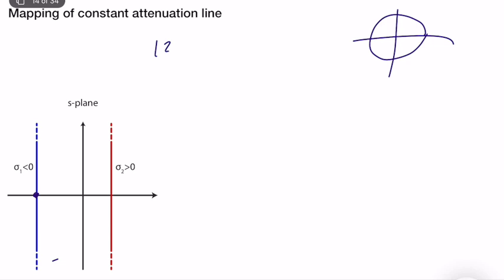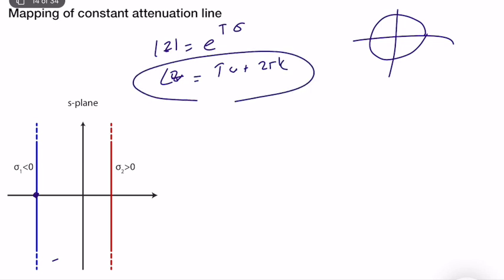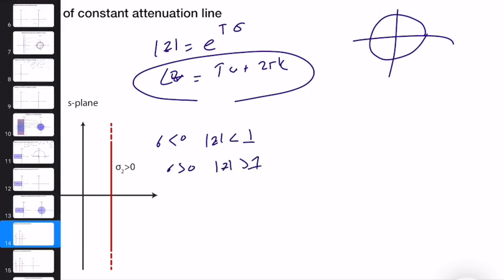So the magnitude of z is equal to e to the power t sigma. We know that the phase of z is equal to t omega plus 2 pi k. So we know that the behavior is similar. When sigma is less than 0, what's that? We have a smaller circle because the magnitude of z will be less than 1. When sigma is larger than 0, z will have a magnitude greater than 1, and the mapping will look like this.